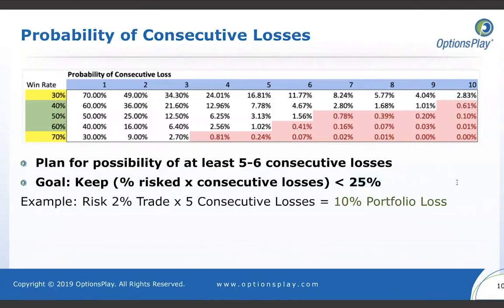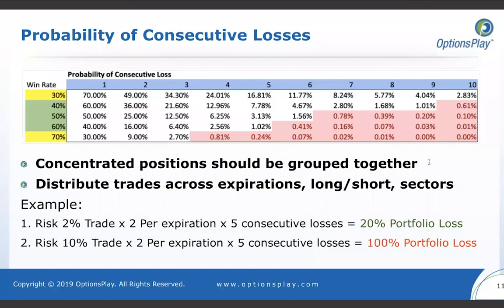However, I will say that this particular chart sometimes is a little misleading, because you can actually have 5 to 6 consecutive losses in a row much easier than many of you may imagine. When I talk about 5 to 6 consecutive losses, I'm talking about 5 to 6 consecutive losses across different types of trades. What I mean by that is that if you have concentrated positions, you need to group them together. So if you have 3 trades that are all expiring on the same day, and maybe they're all long trades, that's not 3 consecutive trades. That's really only 1 consecutive trade. So as you can see, you have to distribute your trades across expirations, long, short, and even perhaps sectors to truly have these statistics reflect.